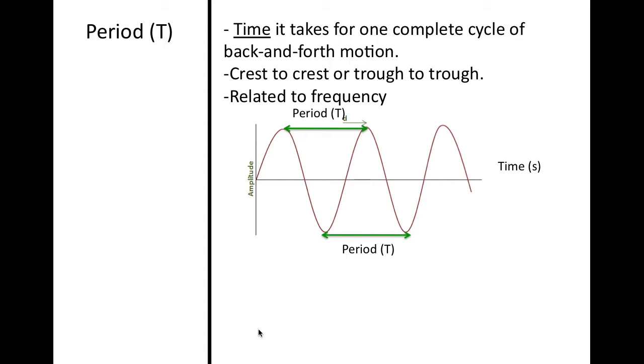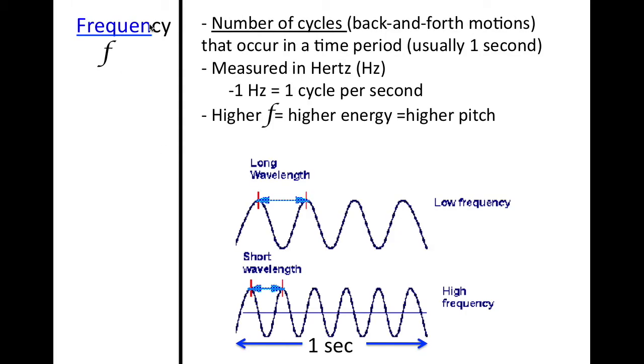This is related to frequency, which we'll talk about next. Frequency is denoted by the cursive lowercase f. When you hear the word frequent or frequency, you always think of how many, how much, how often, right? So frequency is the number of cycles. It is how many back and forth motions occur in a certain amount of time, usually how many cycles are in 1 second. We measure frequency in hertz, denoted as Hz. 1 hertz is 1 cycle per second. The higher the frequency, the higher the energy, the higher the pitch.